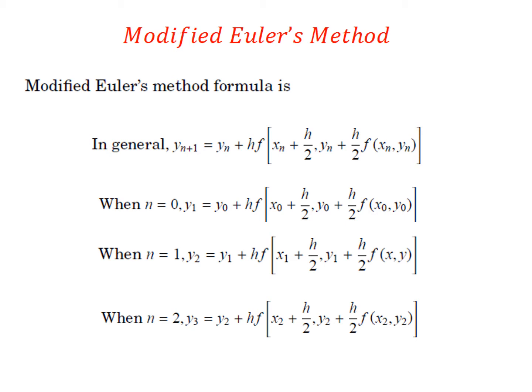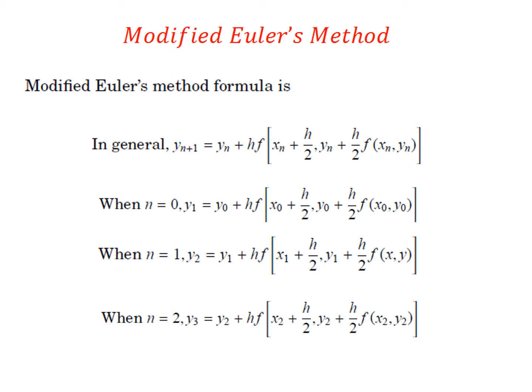After replacing n = 0 in this general formula, I will get y1 = y0 + h * f(x0 + h/2, y0 + h/2 * f(x0, y0)). For finding y2, I need to replace n = 1. Now I will get y2 = y1 + h * f(x1 + h/2, y1 + h/2 * f(x1, y1)). This is not f(x, y), it is f(x1, y1).